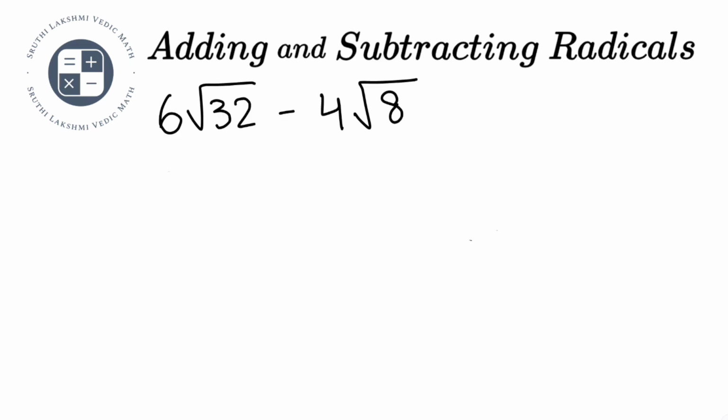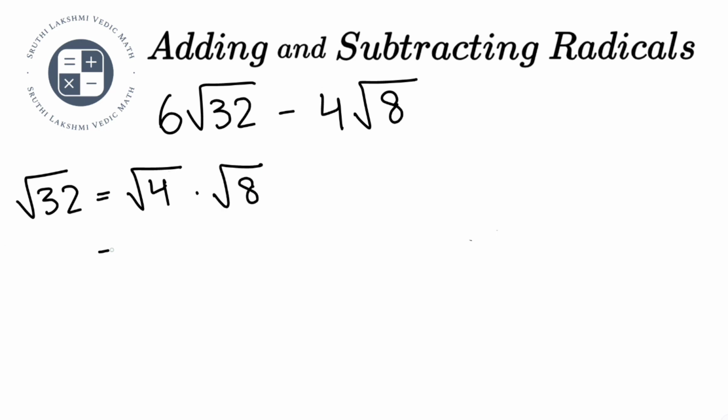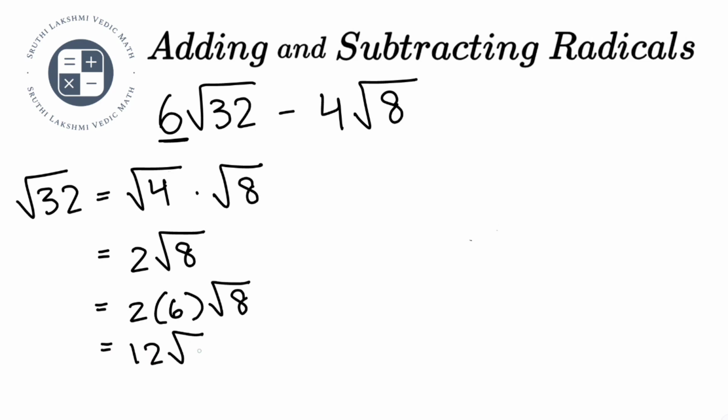Now let's look at 6 root 32 minus 4 root 8. Now let's look at the factors of 32. So now square root of 32 can be written as root 4 times root 8, right? Root 4 can be simplified into 2, and let's have the root 8 here. Now, we cannot leave it as 2 root 8 because we have to bring down the 6 as well. So that means 2 times 6 root 8. So that would equal 12 root 8.